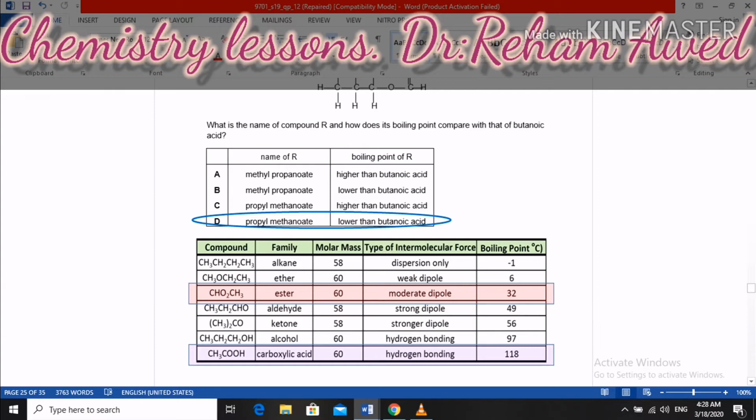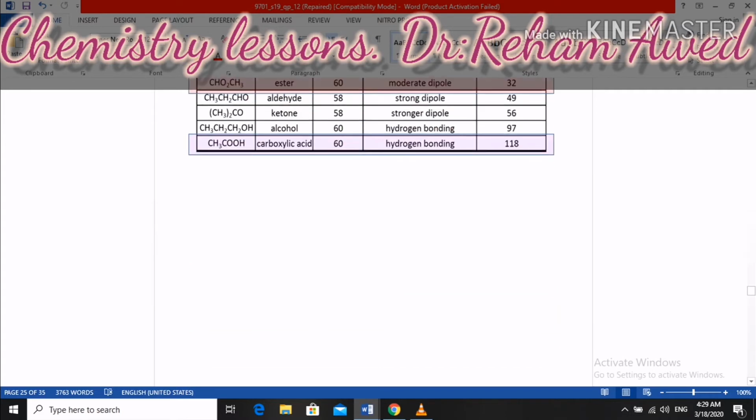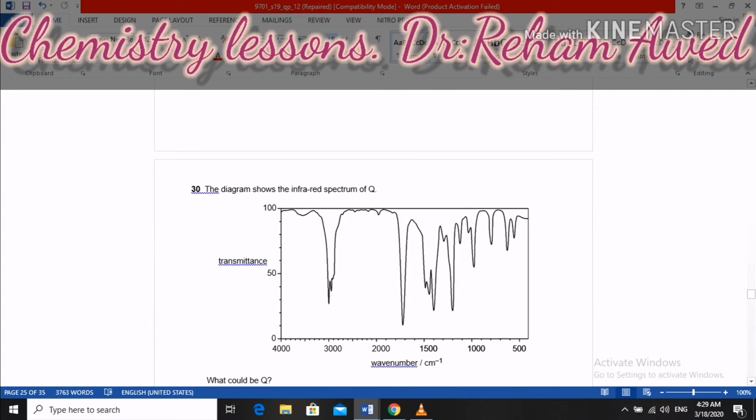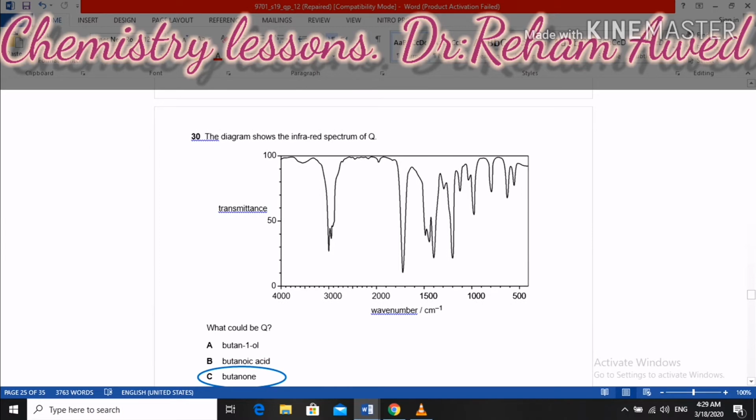So we are comparing different compounds related to their intermolecular forces of attraction. At first, in carboxylic acid, we have hydrogen bonds. In the case of ester, we have moderate dipole interactions. And the other compounds will have lower boiling points. Next question. The diagram shows the infrared spectrum for compounds. Which compound could be Q?